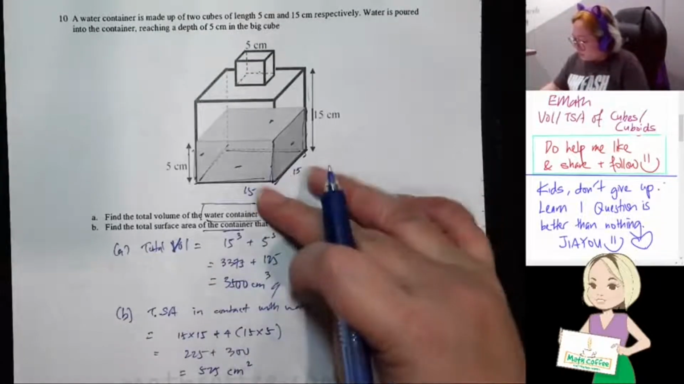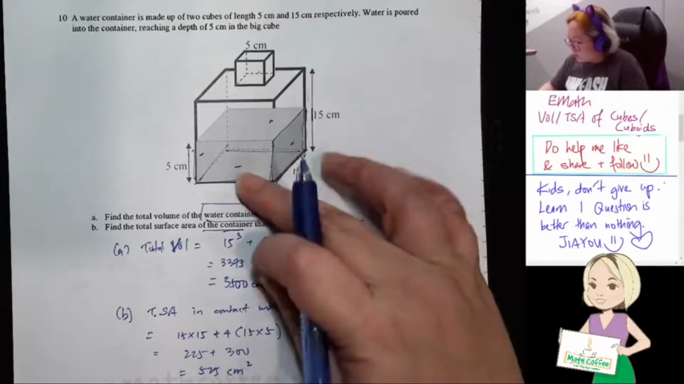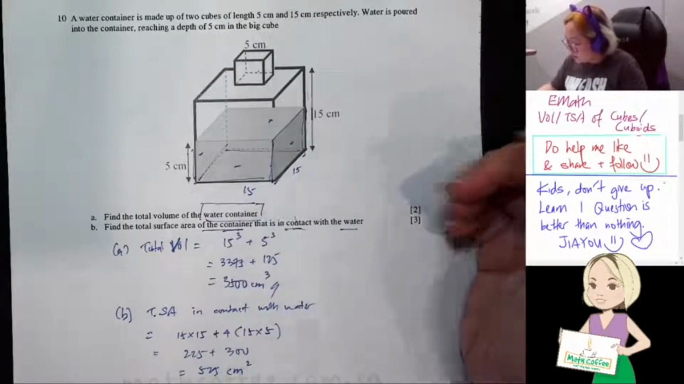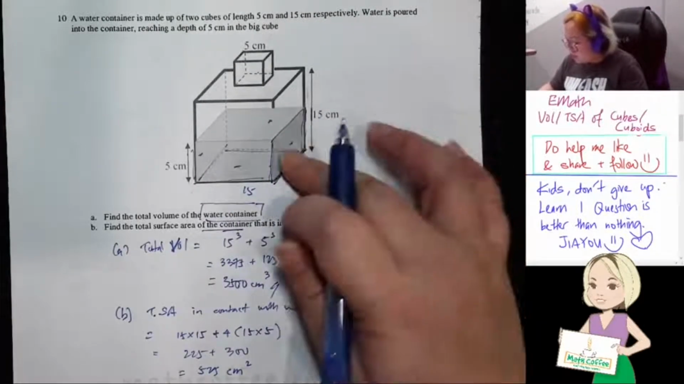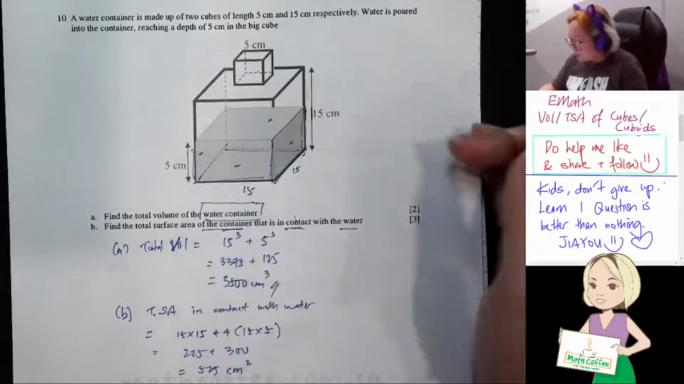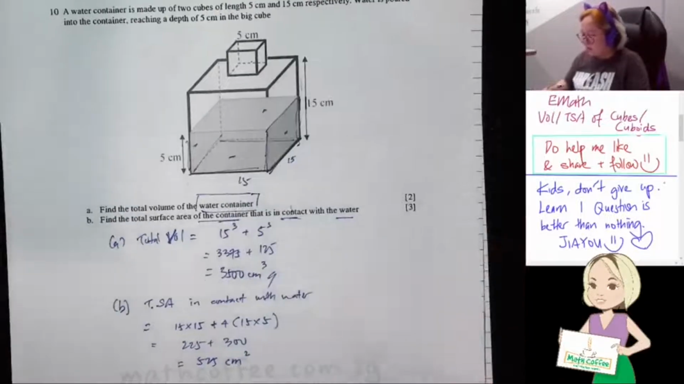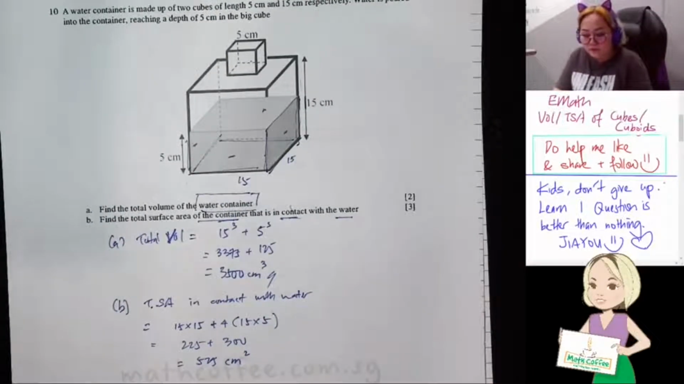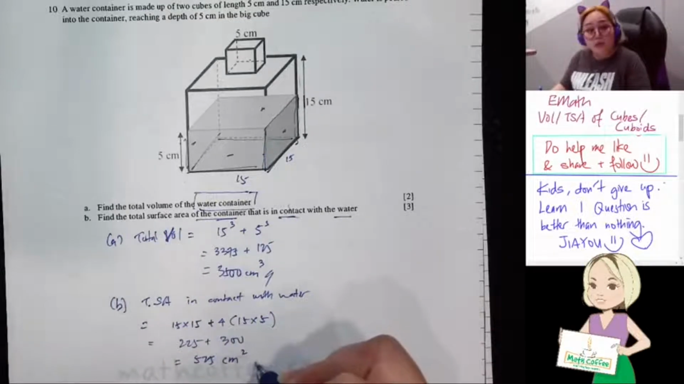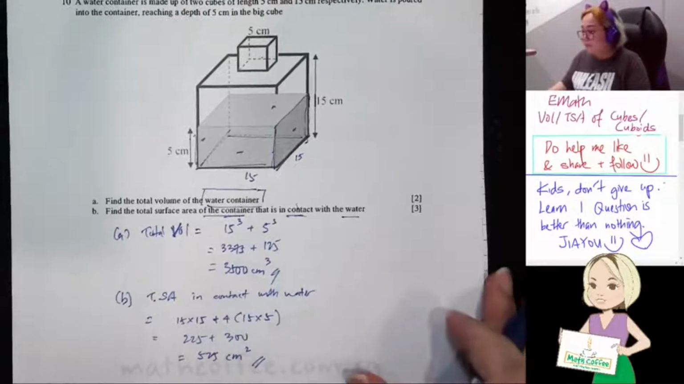Let me check. 15 times 15, the bottom touches water, yes, correct. The 4 sides touch the container, correct. The top part doesn't touch. 1, 2, 3, 4, correct. 15 times 5, 15 times 5, 15 times 5, 15 times 5, yes, correct. Unless I keyed wrongly, 15 times 5 times 4 plus 15 times 15. Yep, we are correct. So 525 cm squared.